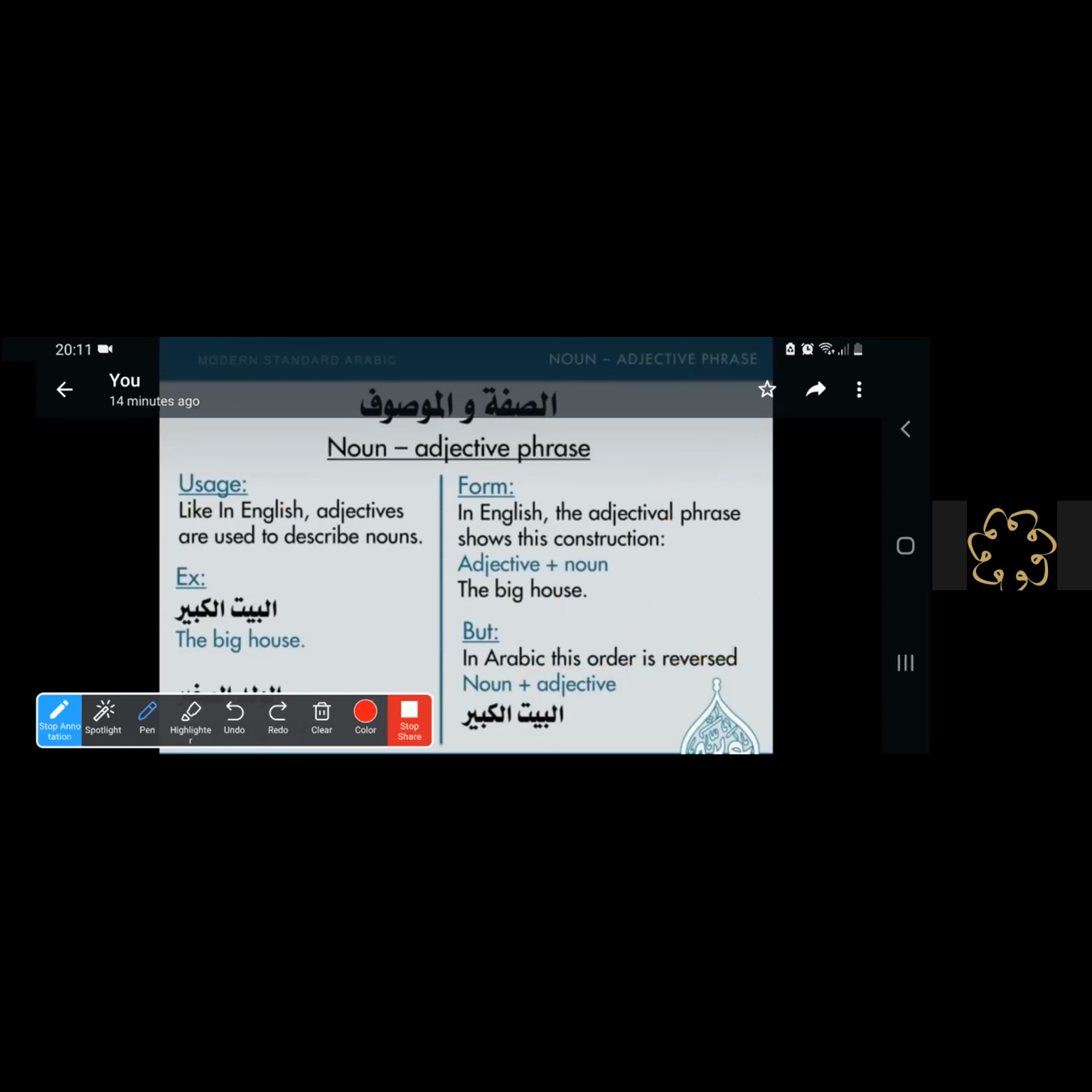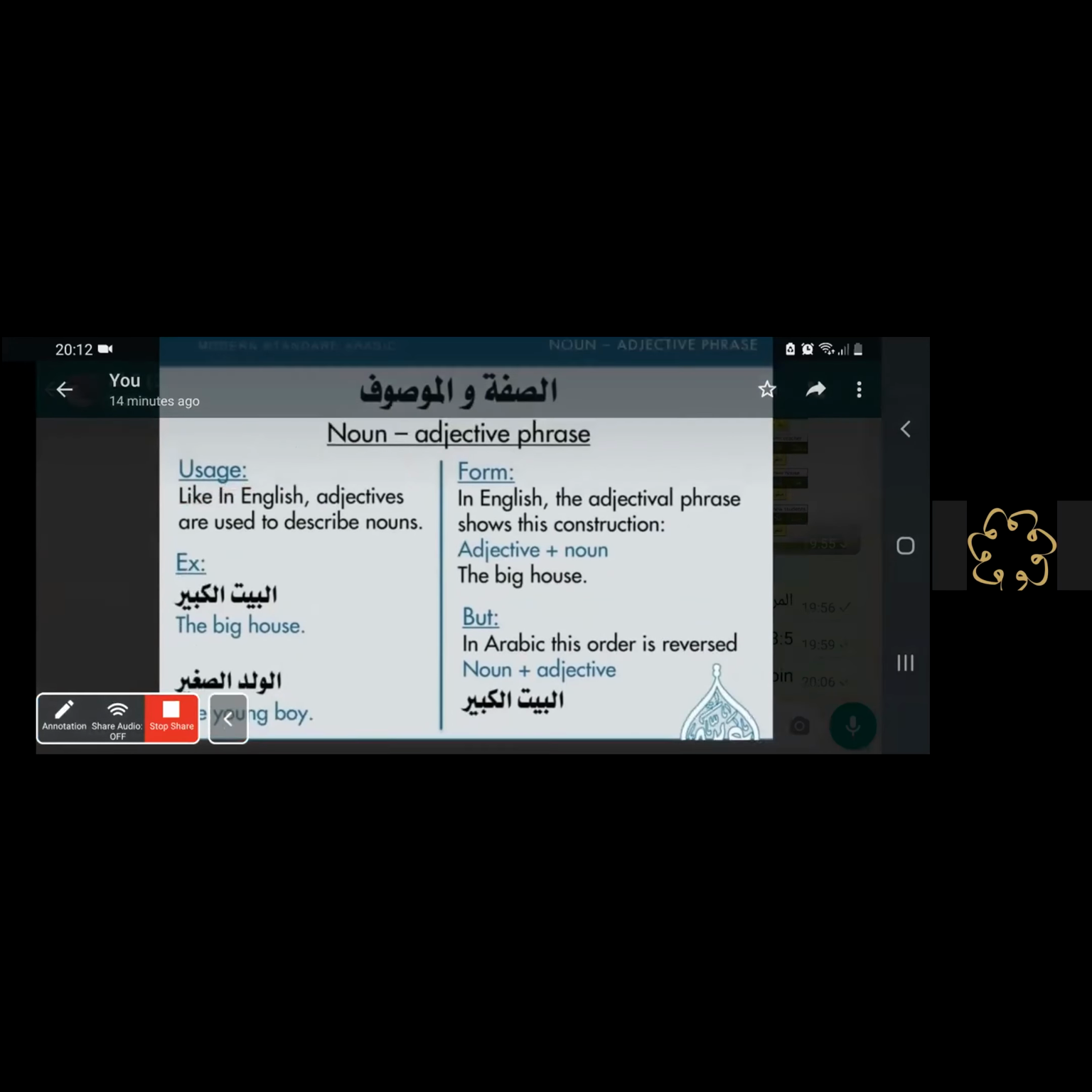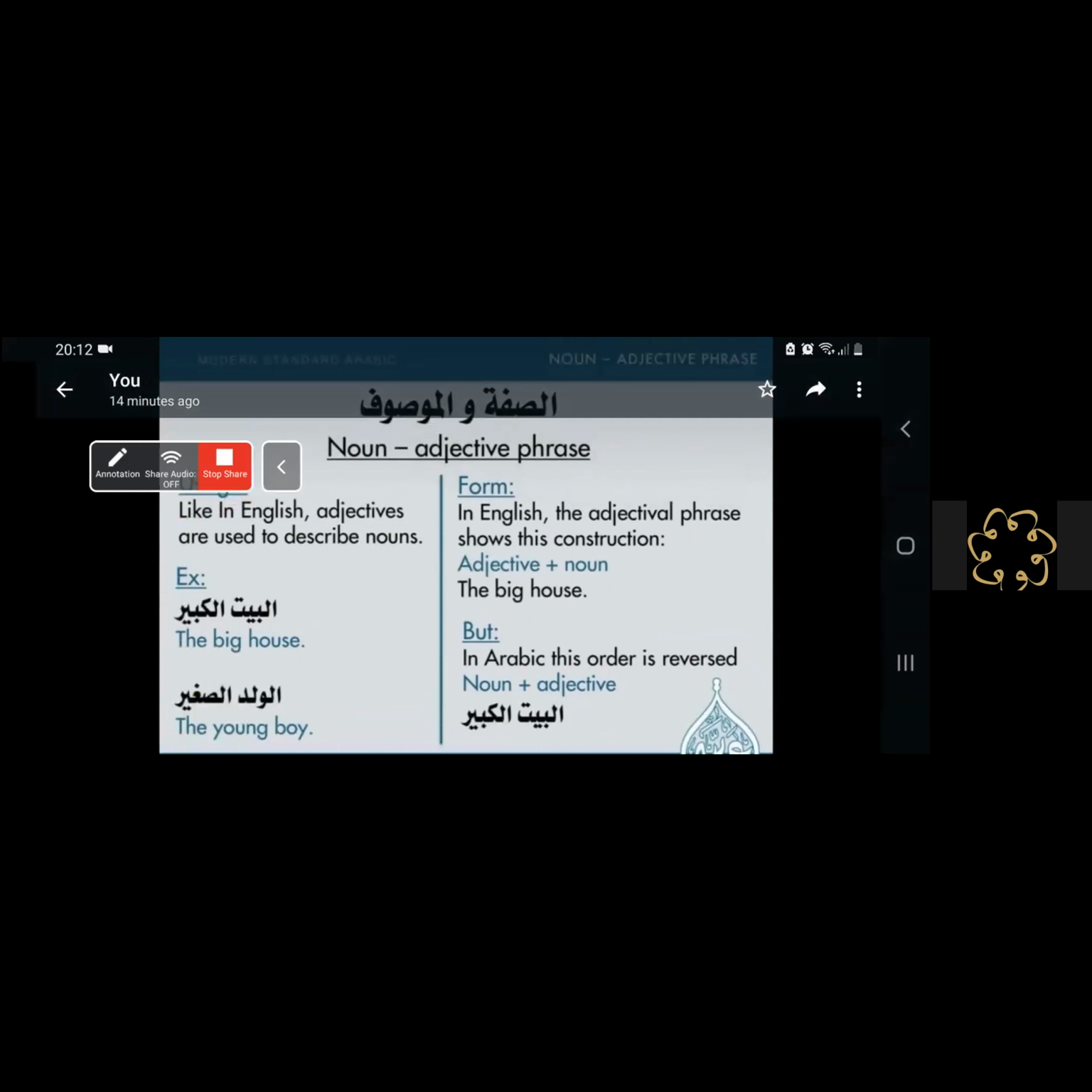Tawsif comes from wasf, to describe something. صفي والصفة. تمام? The quality, or describing something, that is known as adjective in Arabic. So you can see here they have given you the very clear and short way. Noun, it's a type of a noun, all right? Just like English, an adjective phrase. Its use and its form. So you can see in English, adjectives are to describe noun. البيت الكبير, the big house. تمام? The big house. الولد الصغير, the young boy.